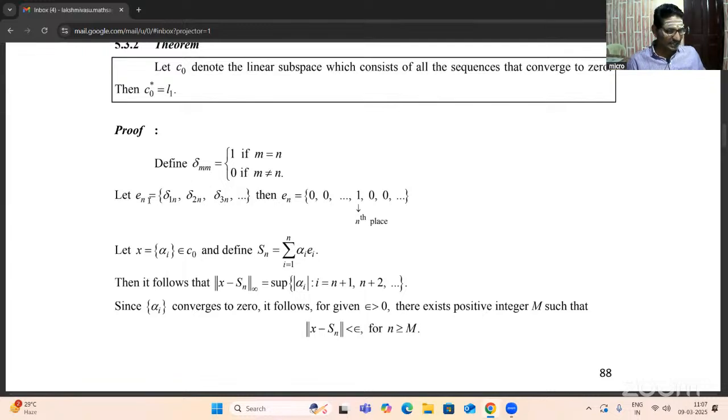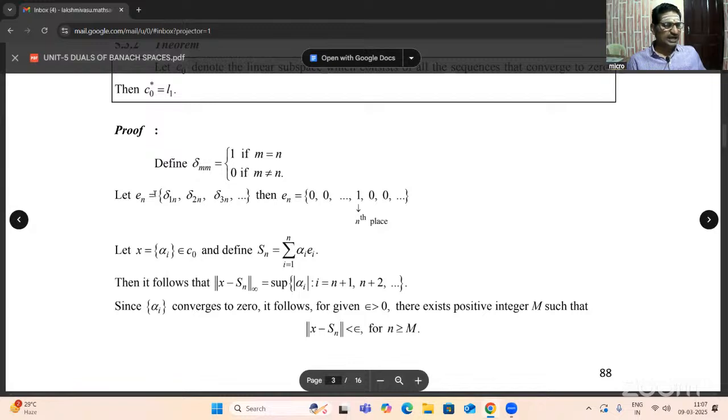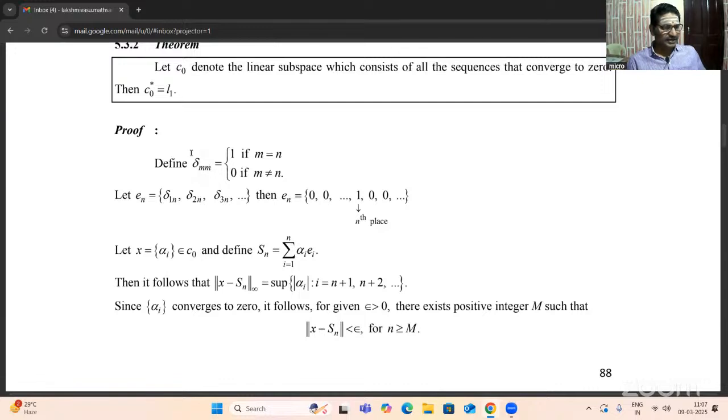So En means the n-dimensional standard basis represented in the Kronecker delta representation: del 1n, del 2n, and so on. What is En? It is 0, 0, 0, and in the nth place the value is 1. Beyond the nth place, all the remaining values are 0. So En equals the sequence 0, 0, and so on, 1, and then after that all the values are 0.